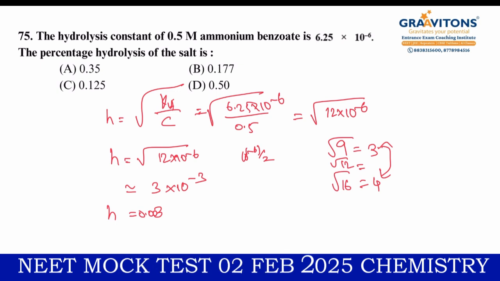0.003. They are asking for percentage hydrolysis, so I have to multiply this one with 100, which gives you 0.3. So the one and only value you have around 0.3 is option A, 0.35.